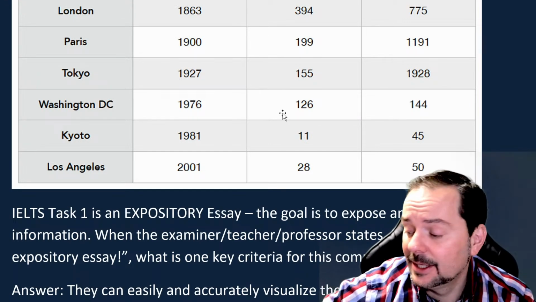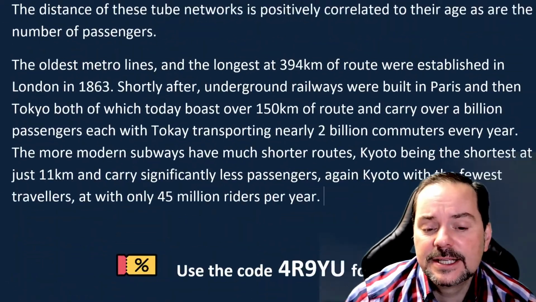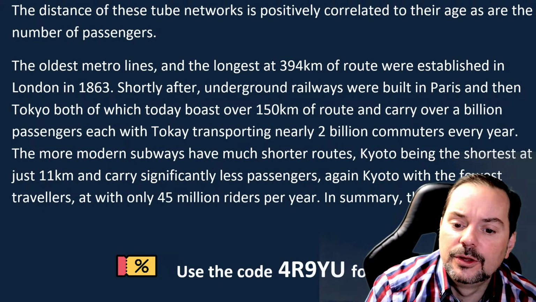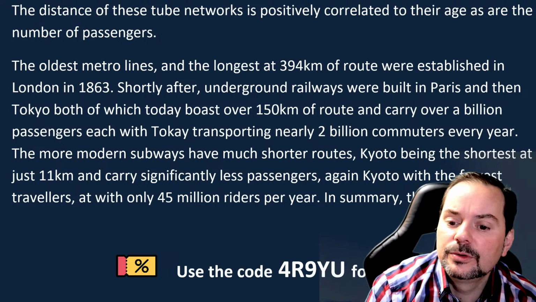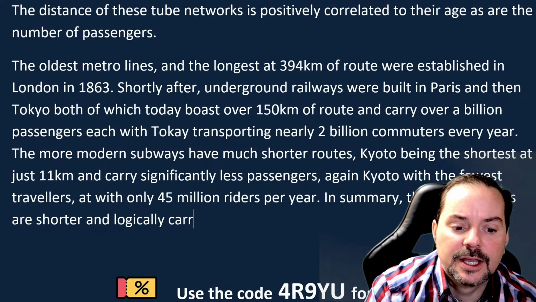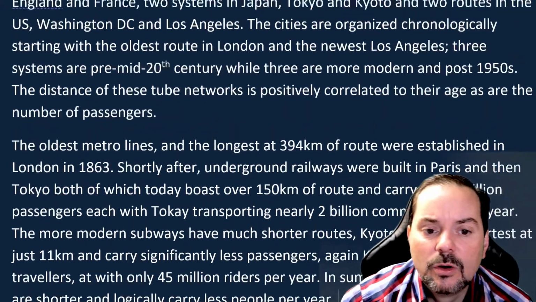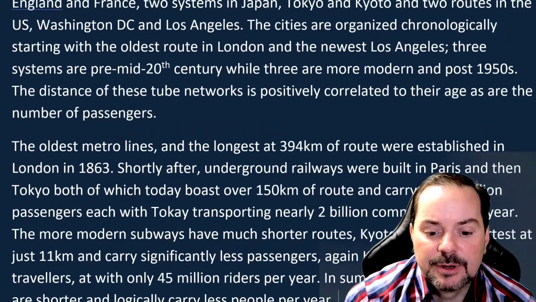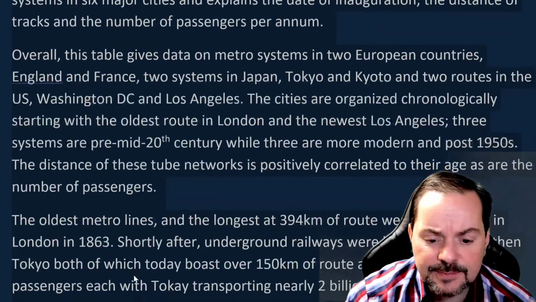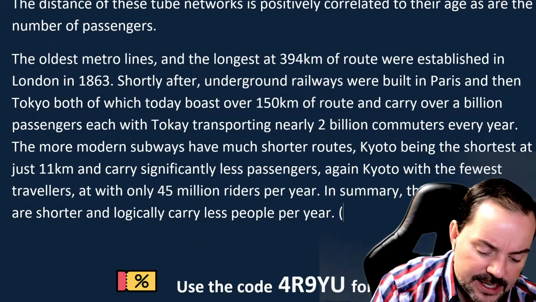Now, I'm basically done. If I want to be really fancy, I could do a summary. I could say, in summary, the newer routes are shorter and logically carry less people per year. Okay, so I could do that, and then let's see, how many words do I have? That's perfect. 216. So it's a perfect length for a Band 9 essay.